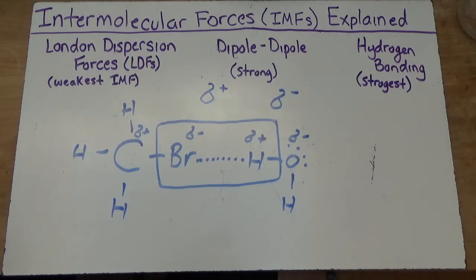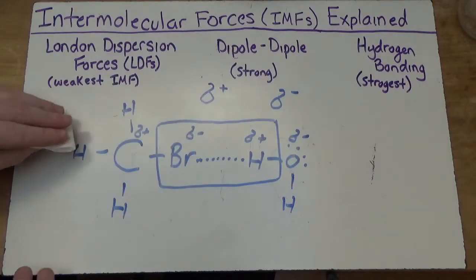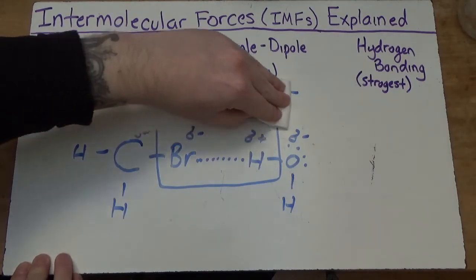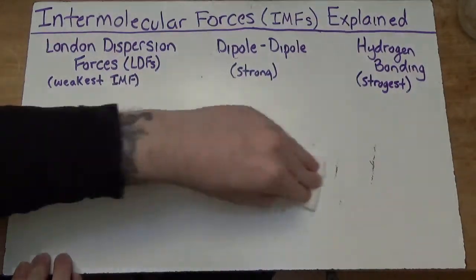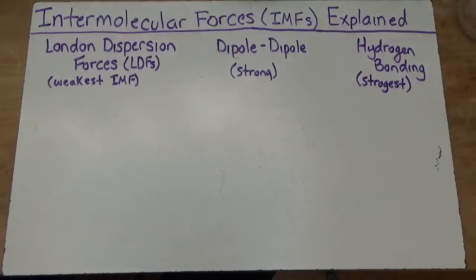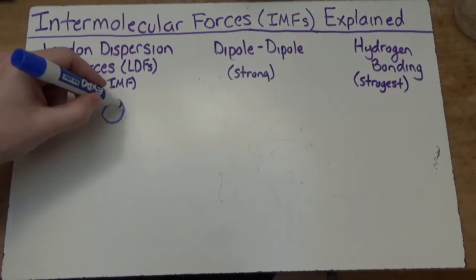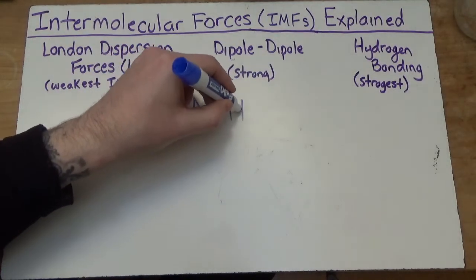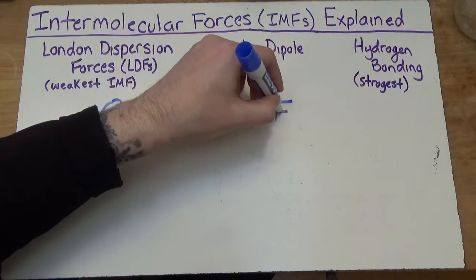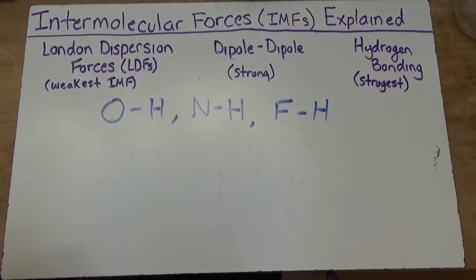The last type of intermolecular force is hydrogen bonding. Hydrogen bonding, though, you really shouldn't think of it as its own type of intermolecular force. It's really just a very special kind of dipole-dipole. And hydrogen bonding refers only to the interactions between OH bonds, NH bonds, or FH bonds in separate molecules.